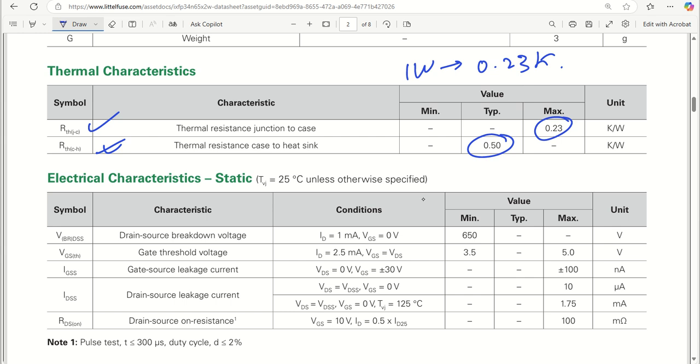Similar to that, we can see more electrical characteristics. Breakdown voltage is 650 volt. This is the one which we used to see, because the other one we saw was absolute maximum. Now this is recommended. The threshold voltage requirement will be minimum 3.5, maximum 5 volt, so between these two you can apply and switch it on. Then you have IDS current, that is 10 microampere, which will be your leakage current, and RDS on will be maximum 100 milliohms. So 100 milliohms will be the maximum RDS on that will be available.